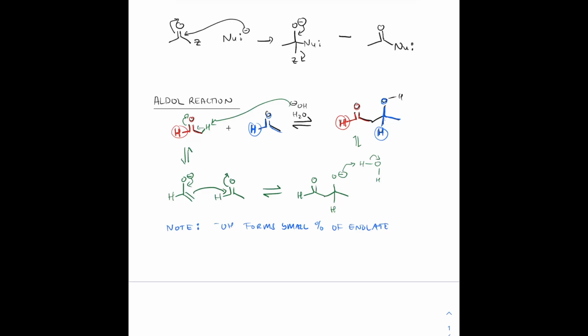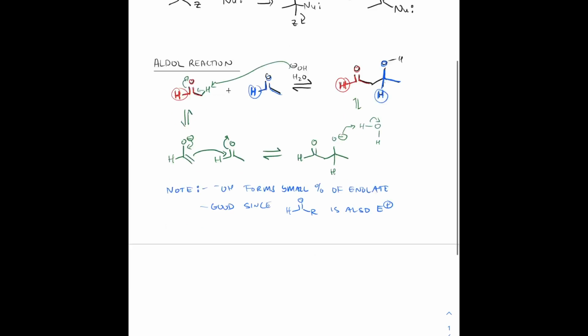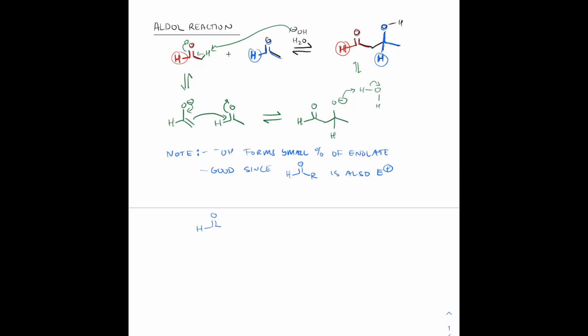And that's where the aldol name comes from. It's aldol, as in aldehyde and alcohol. Note that the hydroxide forms a small amount of an enolate, so it's actually working out well for us in this sense, because since we have two of the same aldehydes, we don't want a large amount of the enolate forming, because then we wouldn't have enough aldehyde around to act as the electrophile. And so this does actually work out in our favor.